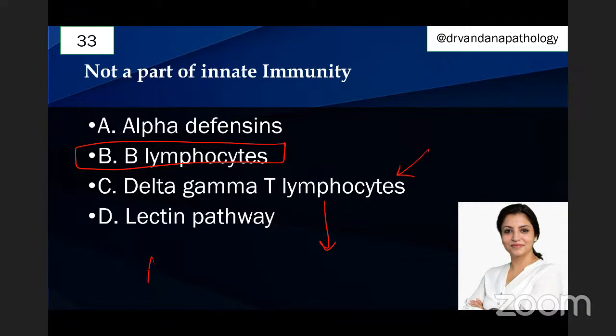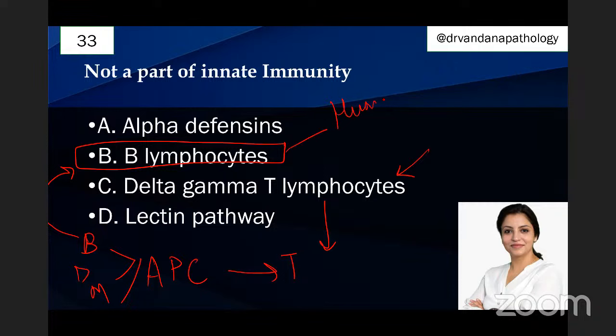Whereas antigen presenting cells should always give the antigen to the T lymphocyte, and these antigen presenting cells are either B lymphocytes or dendritic cells or macrophages. So these are your antigen presenting cells. B lymphocytes are a part of antigen presenting cells, plus they are also part of humoral immunity because they can produce antibodies against the antigens. So that should be very clear.